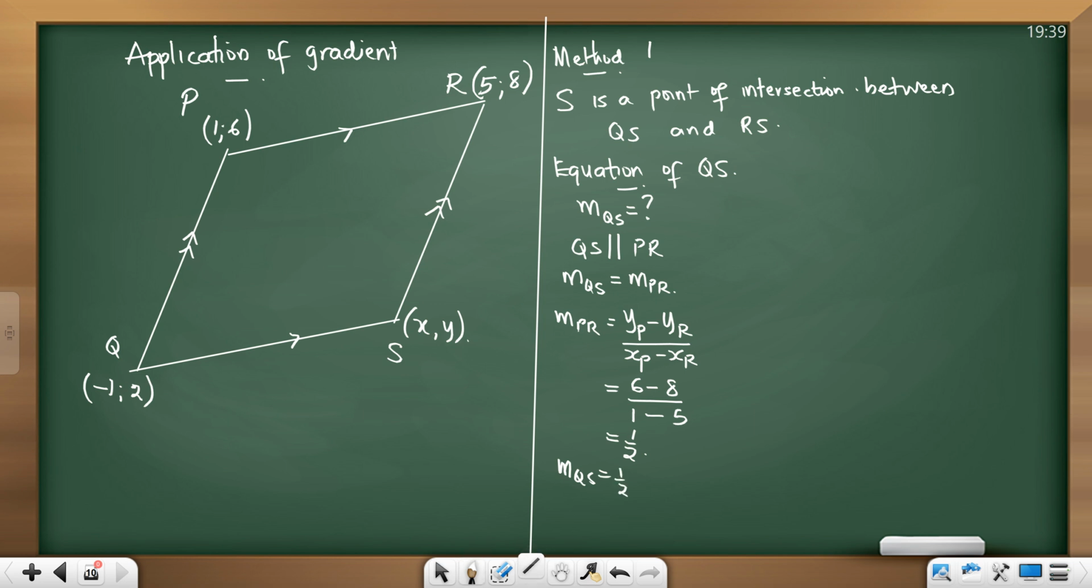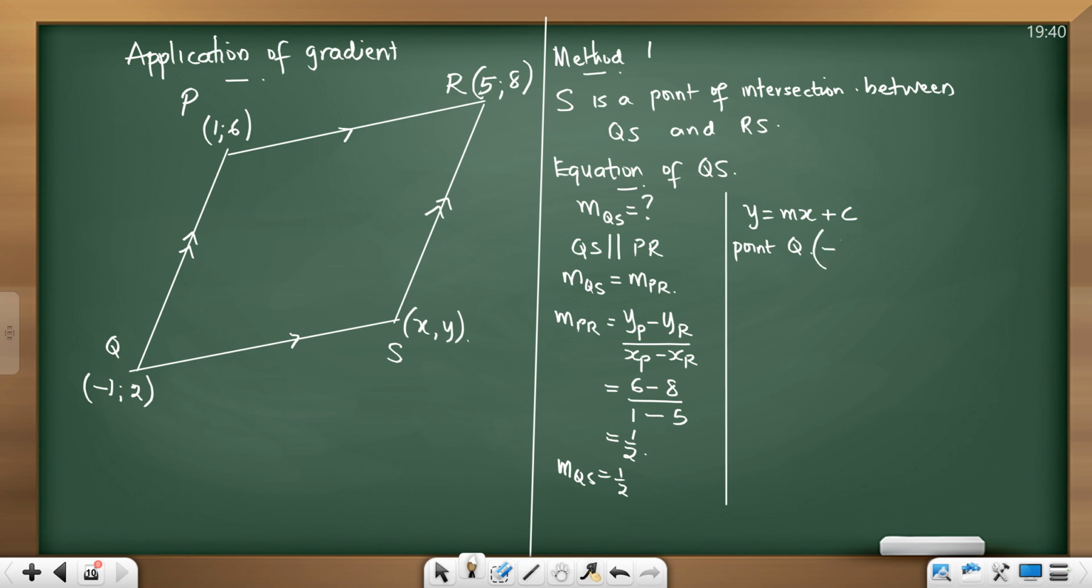Wow. Can I then get the equation of QS? Yes. Y equals to what? Mx. But please, I must use point Q. Don't go and use point PR. They don't have the same equation. They only have the same gradient. Not the same equation, but the same gradient.